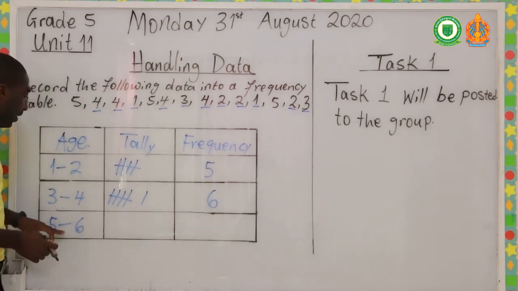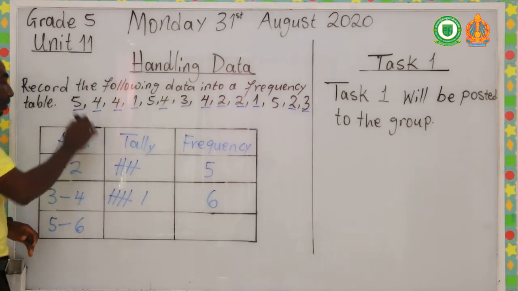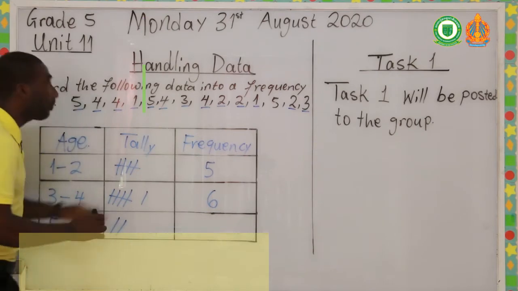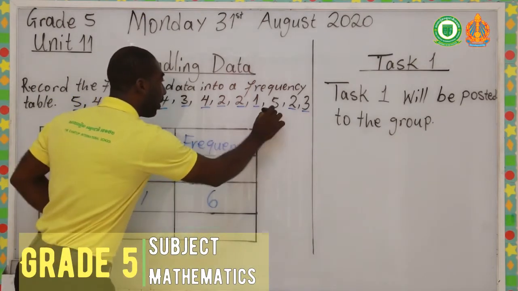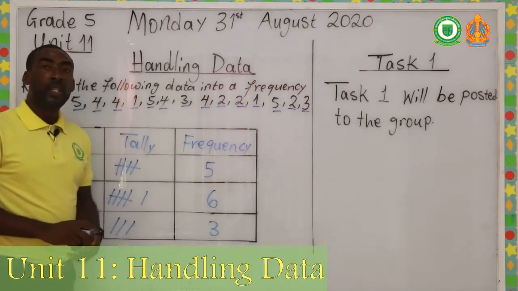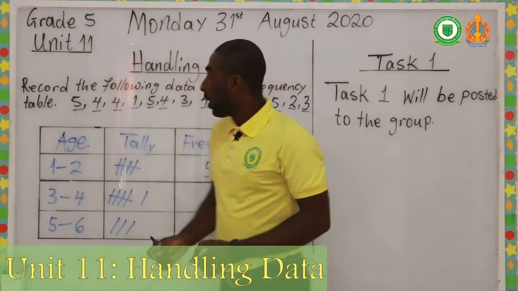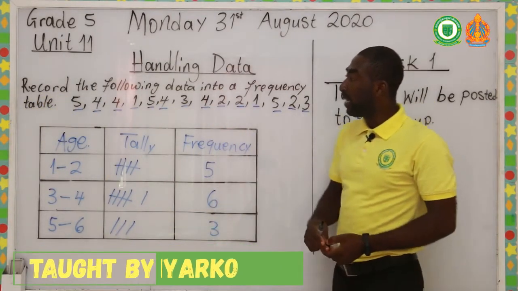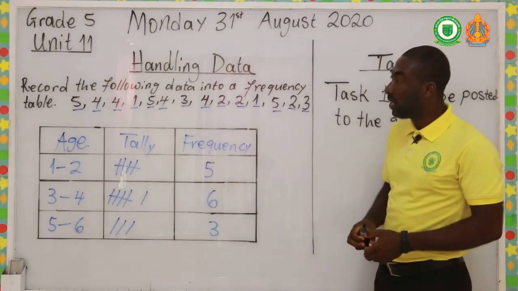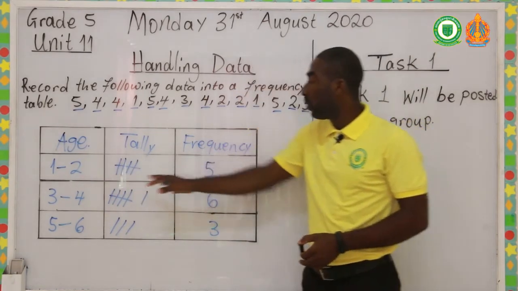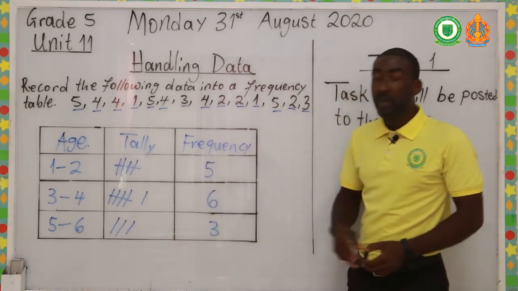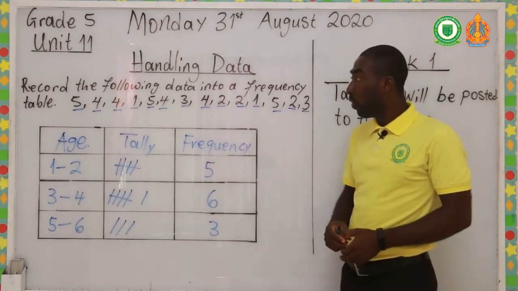So now let's look for ages 5 and 6. We have 1, and then we have another one here, and then we have 1, 5 here. So this becomes 3. So students, this is how our frequency table is going to look after we have done all the checks and put them into our frequency table. The age bracket of 1 to 2, we have 5 kids. 3 to 4, we have 6 kids. And 5 to 6, we also have 3 kids over there.